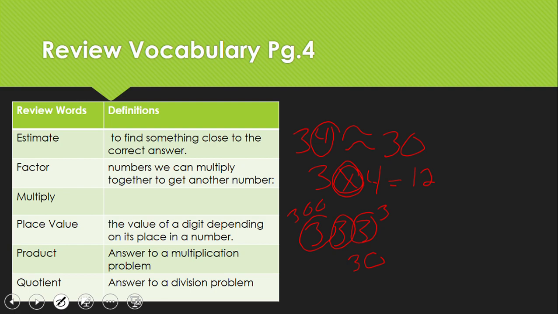Product is the answer to a multiplication. So I'm going to draw this, because this 12 is the answer to a multiplication problem. And then we have a quotient. So I'm going to do 10 divided by 2 equals 5. 5 is our quotient. All right, so make sure you can pause this and write it down. We'll move on to the next one.